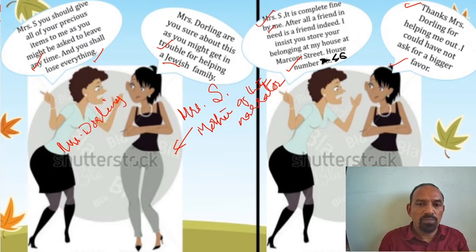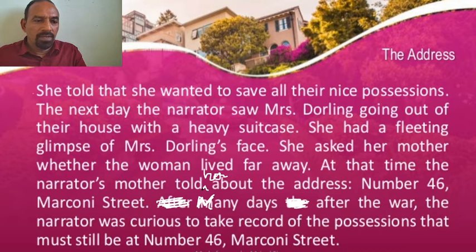This is how Mrs. Darling convinced the narrator's mother and took away all the valuables from their house. Look at the story. She told that she wanted to save all their nice possessions. The next day, the narrator saw Mrs. Darling going out of the house with a heavy suitcase. When the narrator came back on another occasion, she saw Mrs. Darling going away from her house carrying a heavy suitcase.